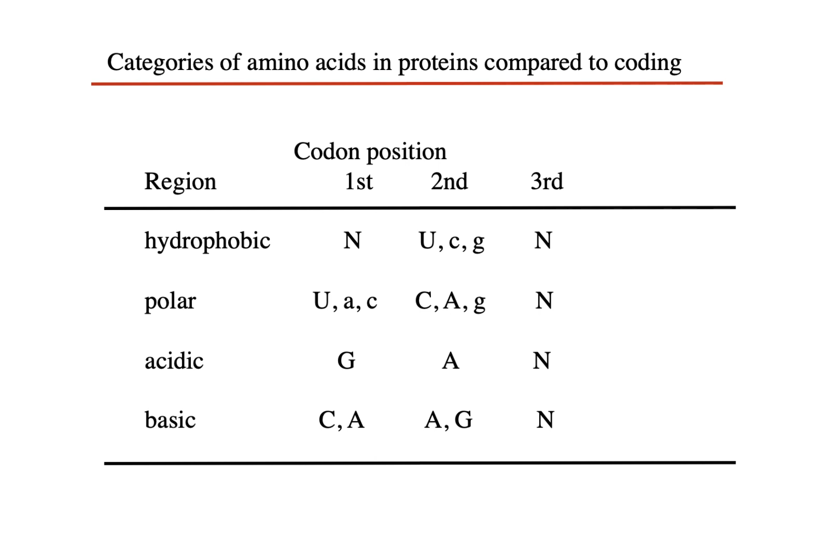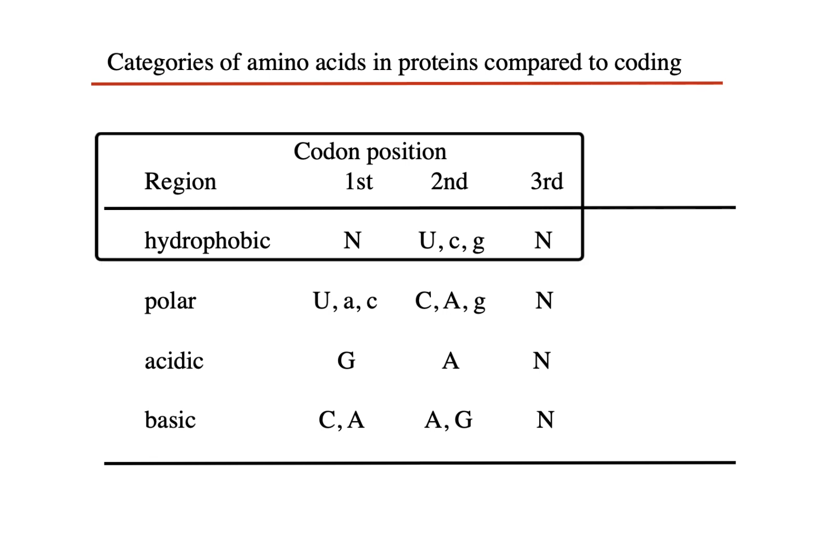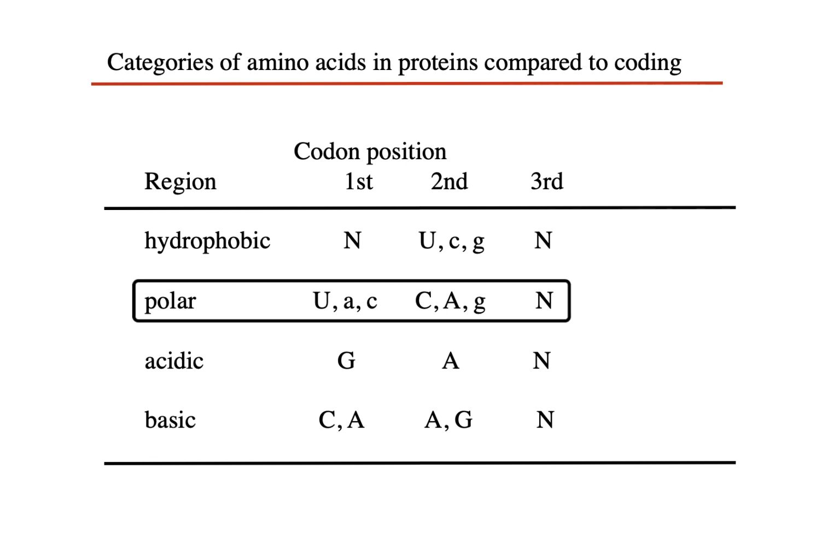So if you start dissecting this genetic code apart a little bit, you can see that the hydrophobic amino acids have this structure. The first nucleotide can be almost anything. The second one's usually a U, but sometimes a C or a G. And the third codon position, the third nucleotide, is almost anything. For polar amino acids, the first position is usually a U, but sometimes an A or a C. Second position is usually a C or an A, and then occasionally a G. And the third position is variable.